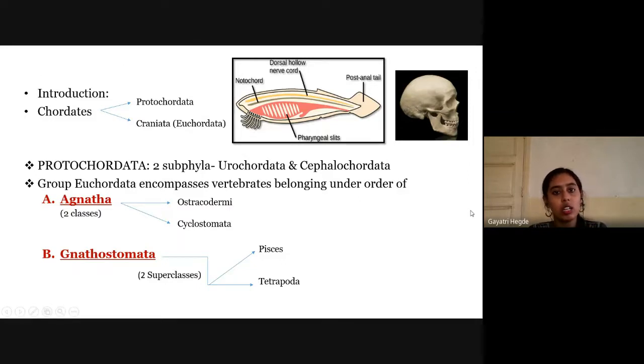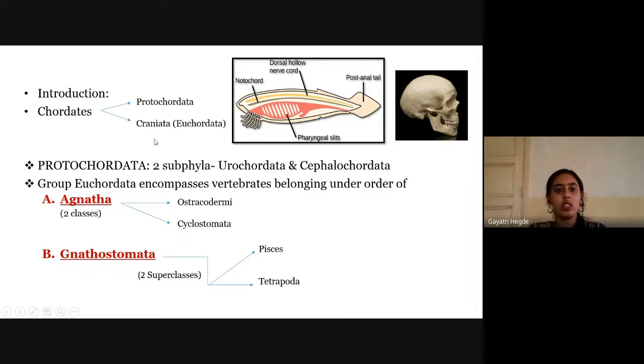See, Euchordata, whether it is Protochordata or Euchordata, they will all have notochords. In Euchordata, only one subphylum comes, which is Vertebrata. Okay, Protochordata had two subphyla, right, Urochordata and Cephalochordata. In Euchordata there is one subphylum which is Vertebrata, and in that Vertebrata two divisions are there: Agnatha and Gnathostomata, depending on presence or absence of jaws. Okay, does everyone remember till here?